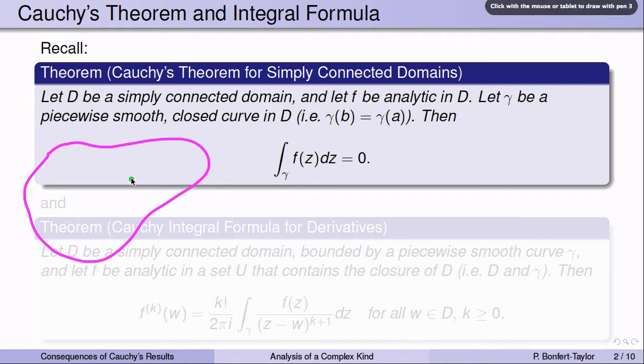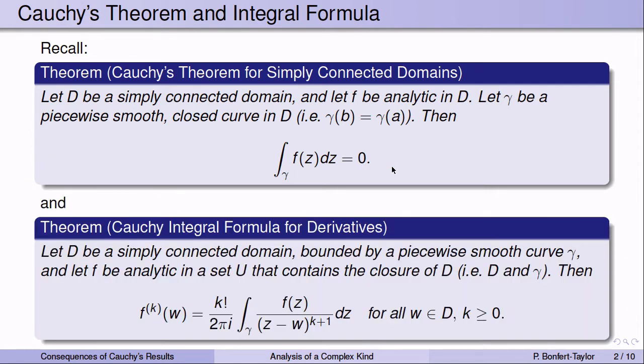Suppose gamma is a piecewise smooth closed curve in D, so gamma is some kind of curve, and it starts and ends at the same point. That's what makes it closed. Then the integral over gamma, f of z dz, is equal to 0. From this theorem, we were able to conclude the Cauchy integral formula.